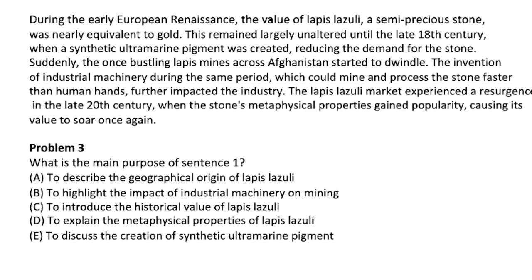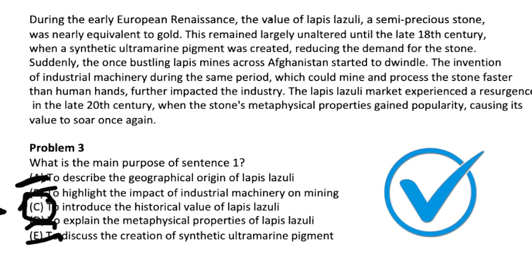So, okay, what's the main purpose? A: to describe the geographical origin of it? No. B: to highlight the impact of industrial machinery on mining? No. C: to introduce the historical value of lapis lazuli? Yeah, we're saying it's super valuable. So we are introducing the value, okay? Consider that. D: to explain the metaphysical properties of it? No, that's only mentioned briefly at the end. E: to discuss the creation of synthetic ultramarine pigment? No, our best answer there has got to be C, to introduce the historical value of it.